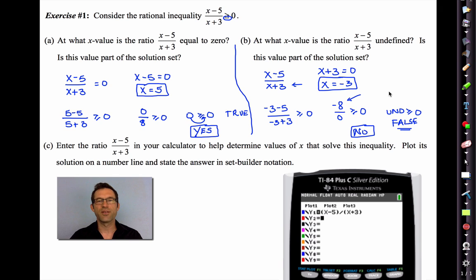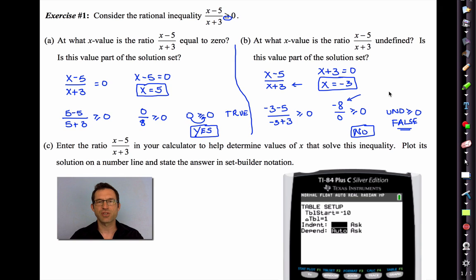All right, let's pop into the table now. Actually, let's pop into table setup. So go into table setup, and what I want to do is investigate for a variety of different values of x whether or not that ratio is positive or negative. So I think I'll start my table at -10, and I'll make it go by ones. That's fine. So start at -10, going by ones.